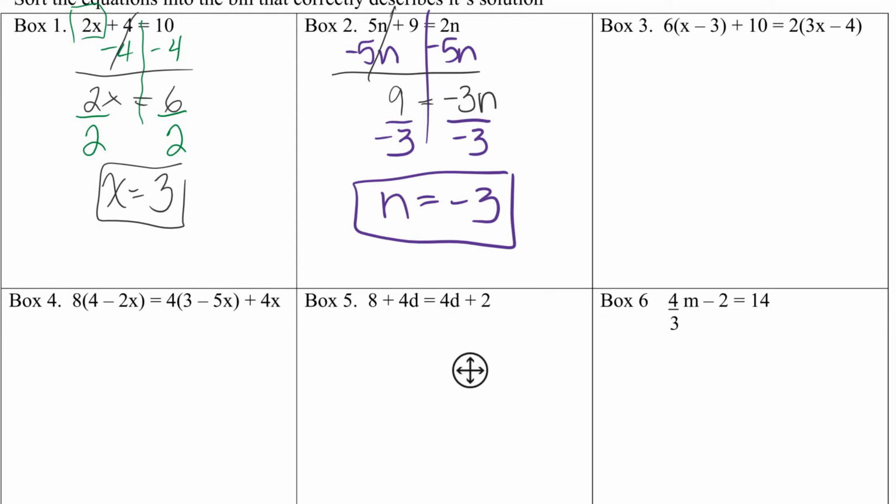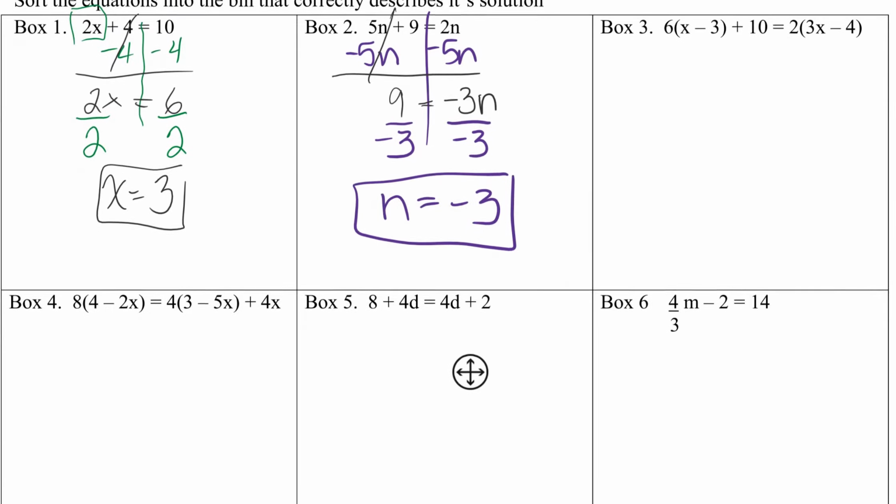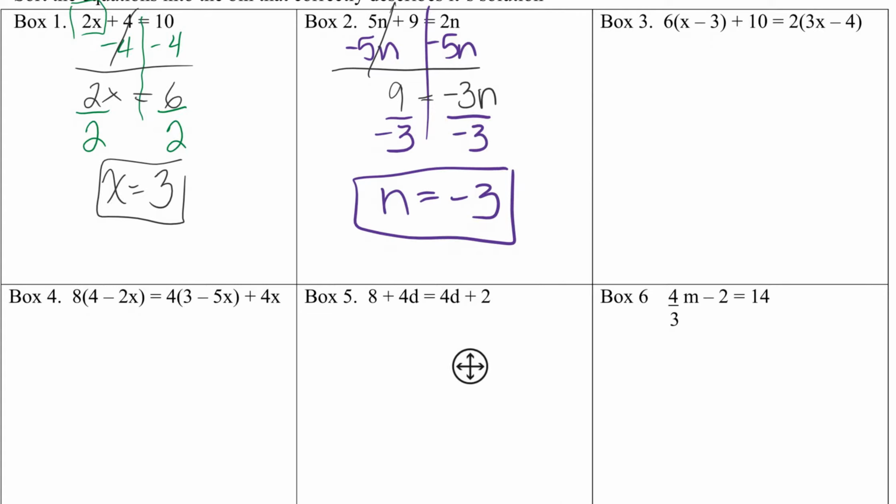Now I have to use the distributive property. I see the parentheses there, so I'm going to multiply the 6 times the x. 6 times x is 6 x's. I have 6 times negative 3, which is negative 18. I'm going to bring down that plus 10. On the right-hand side, I have 2 times 3x. And I have 2 times negative 4. That's negative 8.